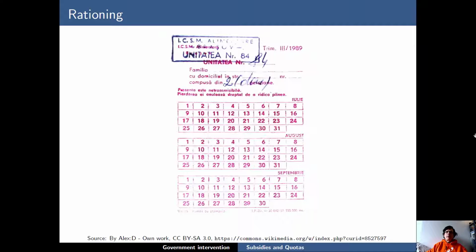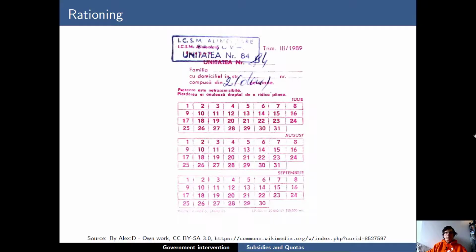One of the ways the government can alter the market is by imposing rationing. In other words, restricting the quantities of the good to not the equilibrium quantity in order to distribute the goods in a different way. Now, what we have here is from 1989, a ration card for bread from Romania.